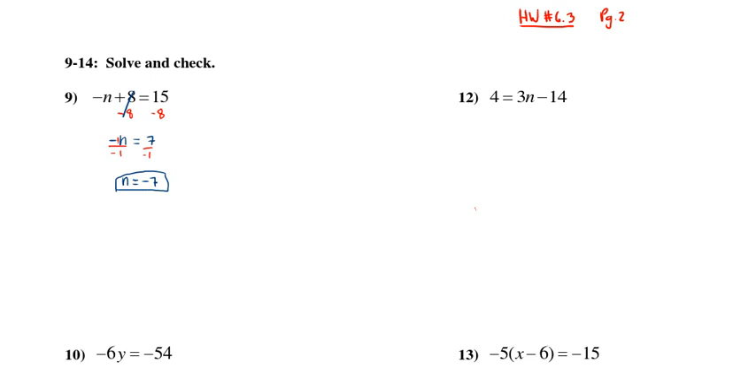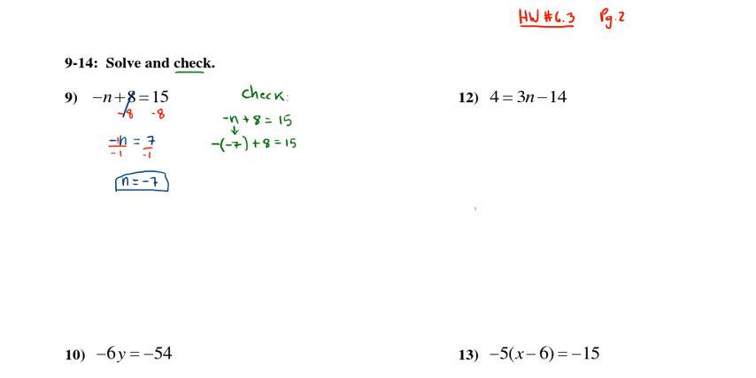For this one, I'm going to check. In order to do the check, we copy the original equation, which is negative n plus 8 is equal to 15. And then we substitute the n with its value, and the value of n is negative 7. So this is what we have. We have a negative in front of the n, and then here I will put the value of n, and the value of n is negative 7. Plus 8 is equal to 15.